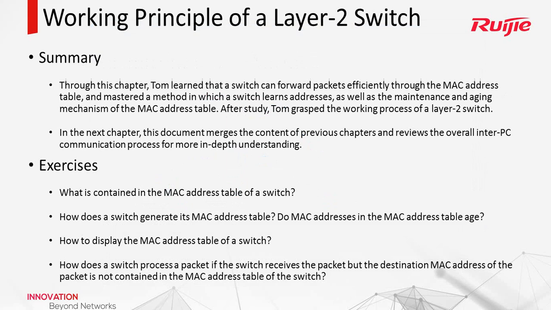Now, let us have a summary. Today, we learned the working principle of a switch. We know when the switch receives a packet, it will generate a MAC address entry in the MAC address table. And there are two kinds of forwarding ways of the switch: broadcast flooding and accurate forwarding.